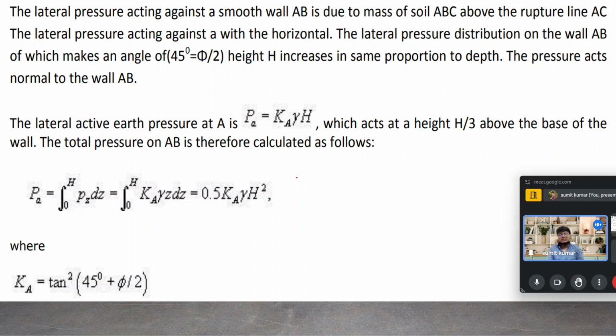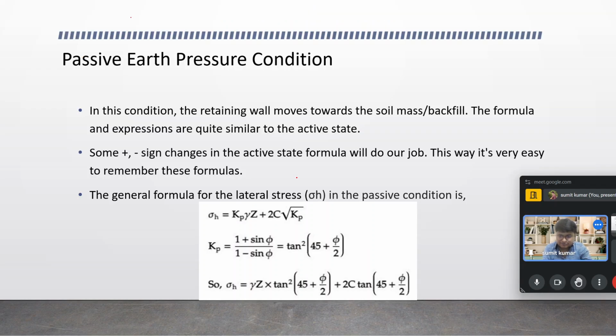As we have seen earlier, the relation is linear. We calculate the area over there. We also came across the same interrelation, that is 0.5 K gamma H square, where K is tan square 45 plus phi by 2. So we reach the valid conclusion that the earth pressure coefficient is found as 1 minus sin phi by 1 plus sin phi.